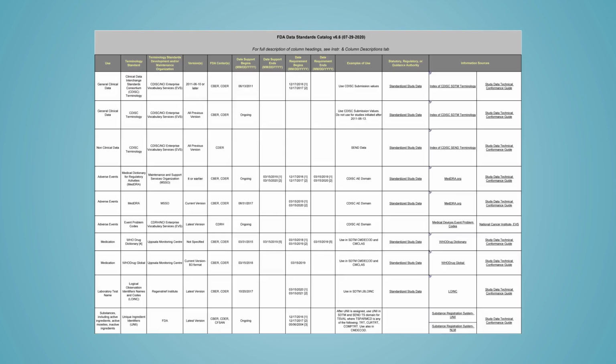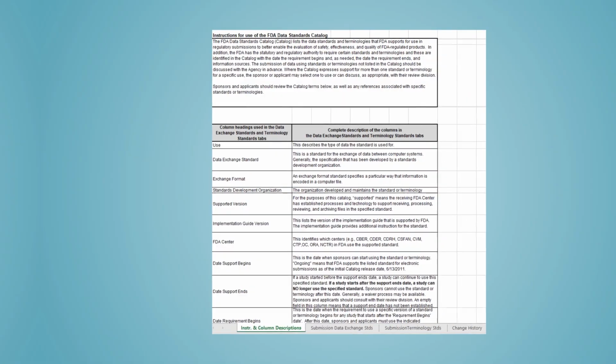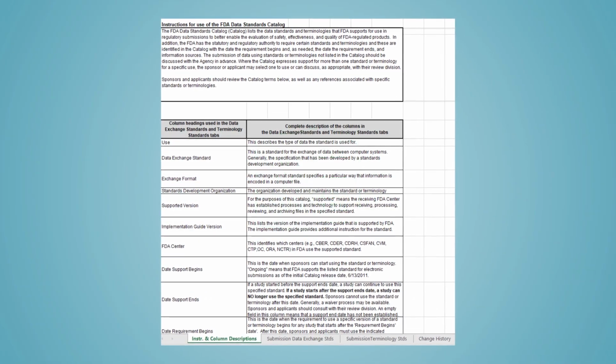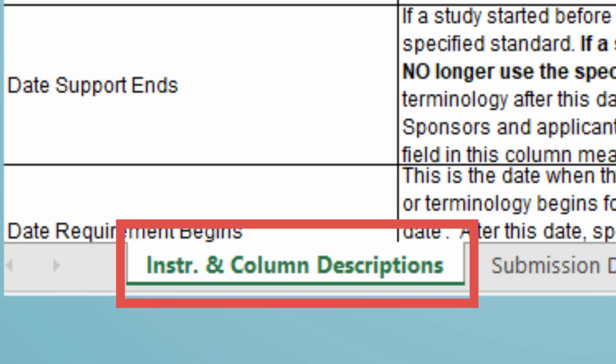The catalog includes useful information, such as the dates for when support of a standard in FDA submissions begins and ends, and when the standard is required in submissions. The Data Standards Catalog is presented in spreadsheet format. Be sure to read the Instructions and Column Descriptions tab for helpful definitions.